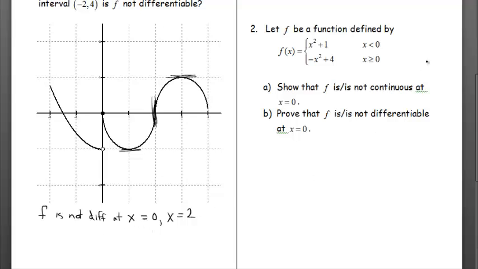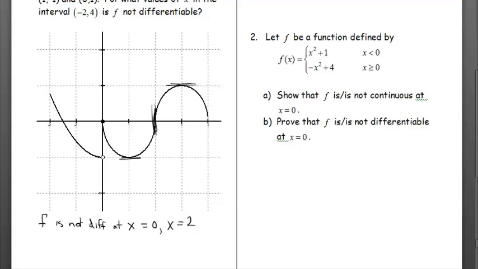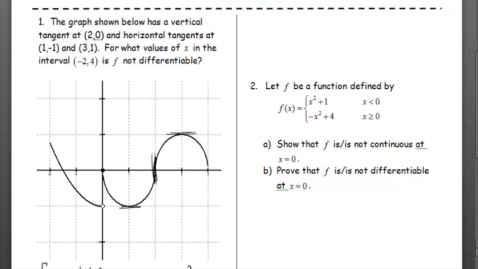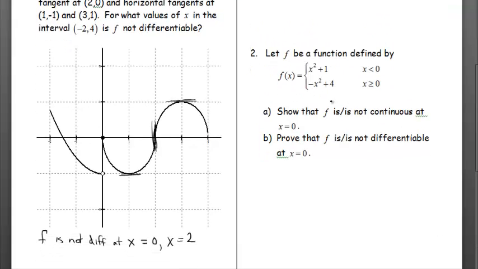All right, example 2. Great, we have another piecewise function. Show that f is not continuous at x equals 0. Prove that f is or is not. Okay, let's start with continuity.